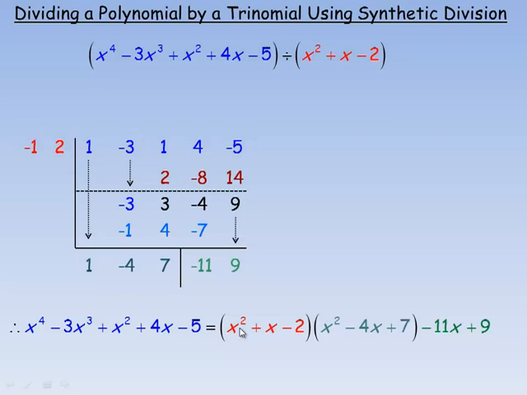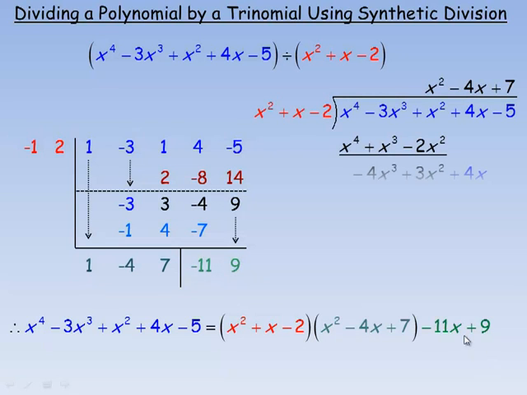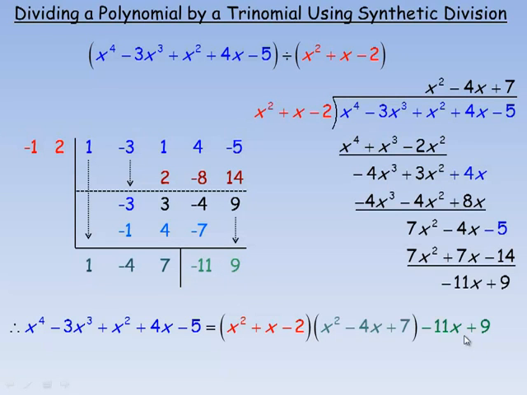So one way to write out the division statement is the polynomial we started with, the quartic, x to the fourth minus 3x cubed plus x squared plus 4x minus 5, would equal the product of, and it's basically this times this plus the remainder. So the x squared plus x minus 2 times the x squared minus 4x plus 7, and the remainder is -11x plus 9. Now if we take a look and compare this to the long division, you see a lot of similarities in the numbers.